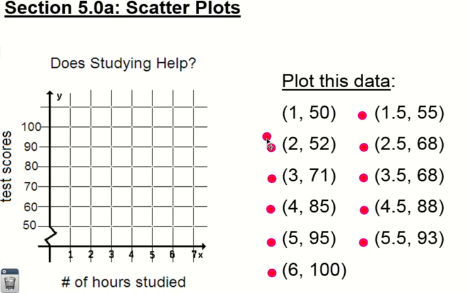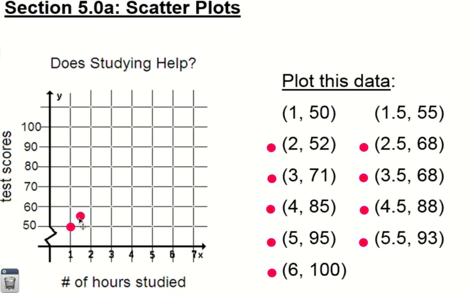So there is 1, 50. So that's 1 hour studied, getting a score of 50. 1.5, so an hour and a half, 55 is about right there. Okay, and if you want to pause the video to finish graphing these points, I would encourage you to do that now. But I'm going to finish graphing these in 3, 2, 1.